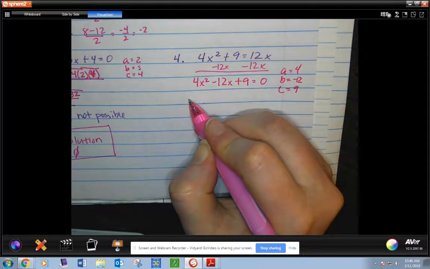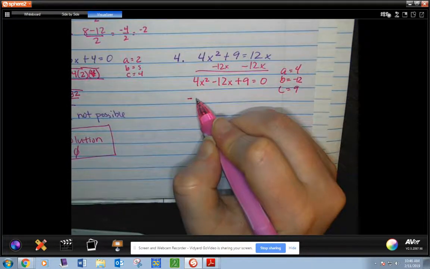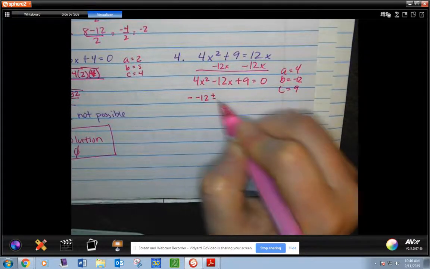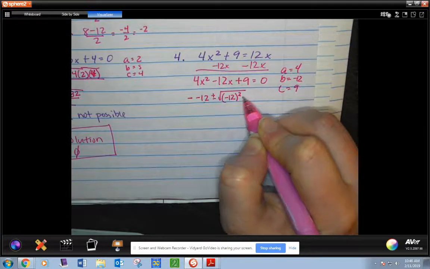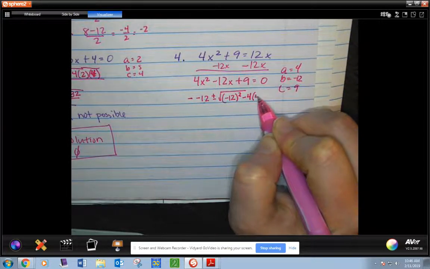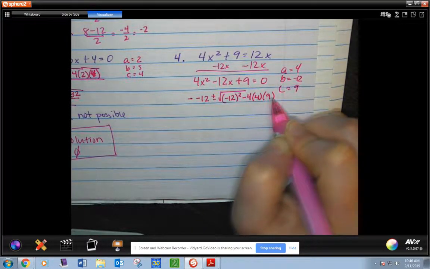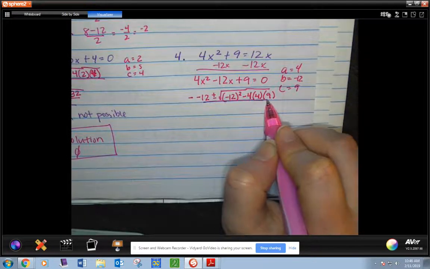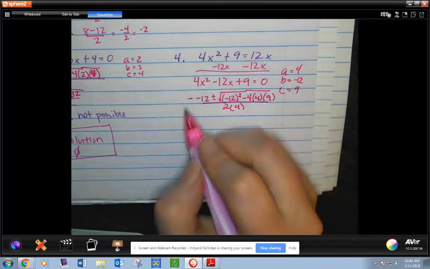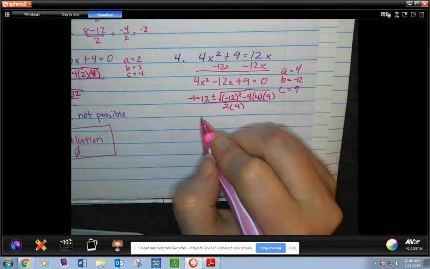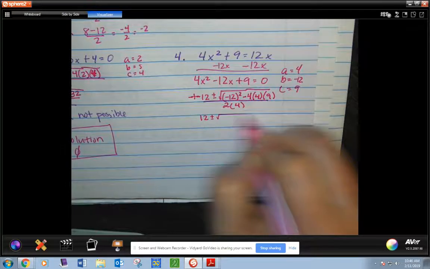Here goes my formula. Negative B is negative 12 plus or minus the square root. B's negative 12 squared minus 4 times 4 times 9, A and C, all divided by 2 times A, which is 4. First thing I'm going to do is fix that double negative. And now I have 12 plus or minus the square root.